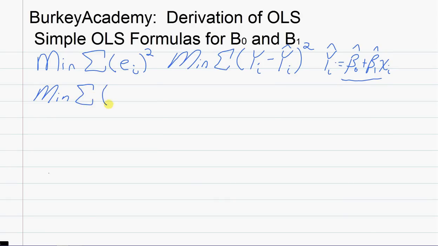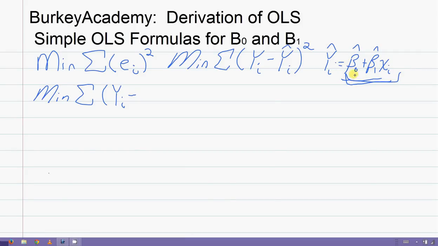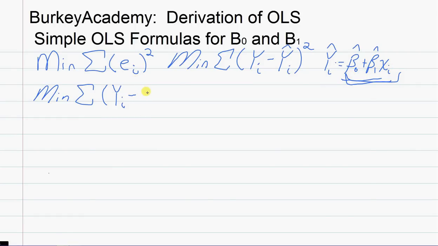That's really all the trick to this. So we're going to minimize the sum of the y_i, so that's coming from right up here, minus the y hat i. So we're going to substitute that in: beta hat 0 plus beta hat 1 x_i. And this is subtracting this expression, and so you're going to want to distribute that minus sign through. So minus beta hat 0 minus beta hat 1 x_i, and squared.